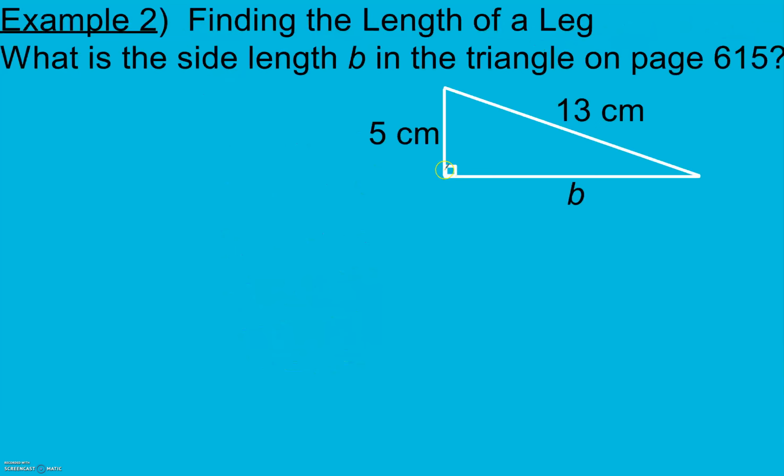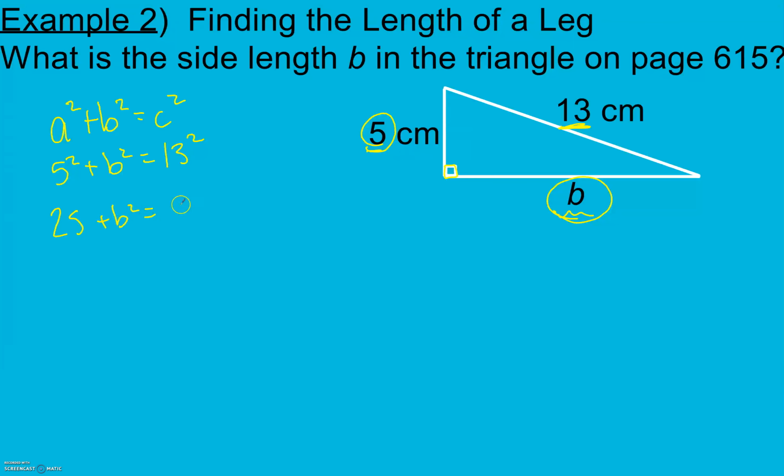Same idea here. I have a right triangle, and I know two of my sides, and I'm trying to find the third. So here, again, Pythagorean theorem: a squared plus b squared equals c squared. I take my leg, 5, and I'm looking for b, so I keep b just b, but I know my hypotenuse, or my c value, is 13. So here I'm going to simplify both sides before I can solve. 5 squared is 25, and 13 squared is 169.